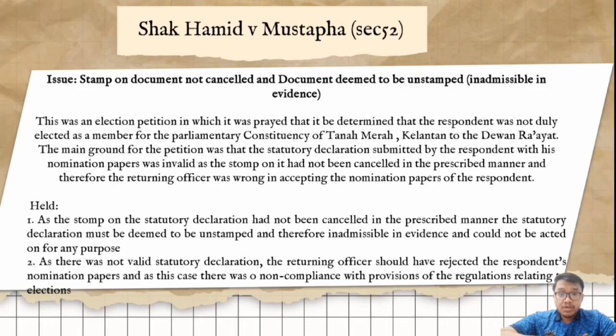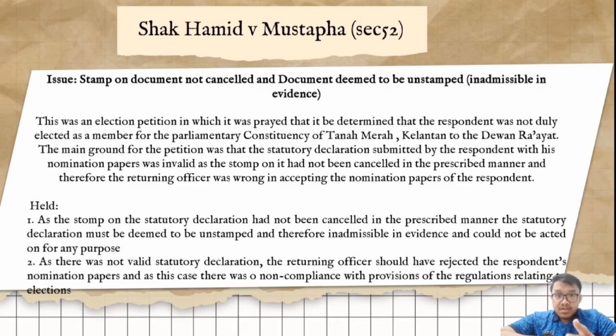the stamp on the document had not been cancelled and so was deemed to be unstamped, which is inadmissible as evidence. This was an election petition in which it was prayed that it be determined that the respondent was not duly elected as the member of the parliamentary constituency of Tanah Merah, Kelantan, to the Dewan Rakyat. The main ground for the petition is that the statutory declaration by the respondent, which is the nomination papers, was invalid as the stamp on it had not been cancelled in the prescribed manner. Therefore, the returning officer was wrong in accepting the nomination papers of the respondent.